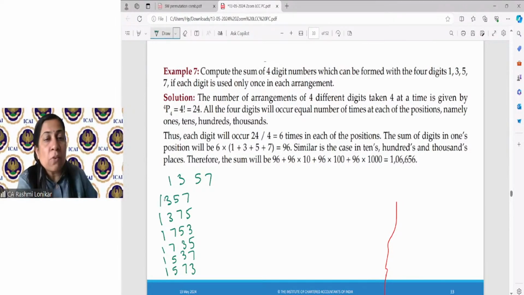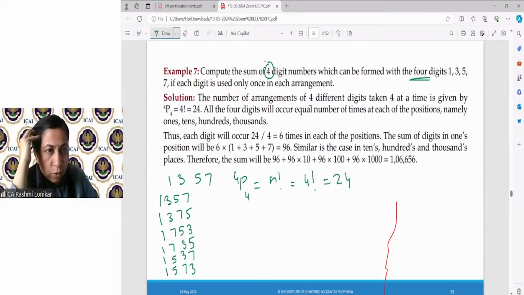Now the number of arrangements of 4 different digits taken 4 at a time. There are 4 digits and you want 4-digit numbers from 4 digits. So that I know is 4P4, which is n factorial, 4 factorial, which is 24. So there are 24 numbers. Starting with 1, there are 6. Starting with 3, there will be 6. Starting with 5, there will be 6. And starting with 7, there will be 6. 6 fours are 24.